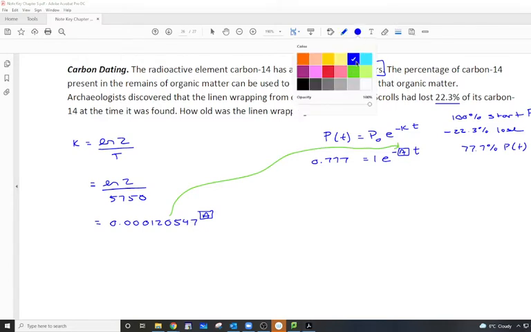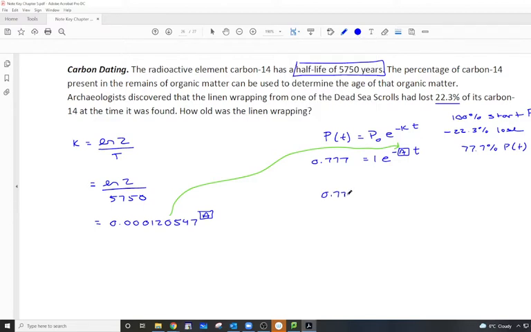All right, what are we going to do? Well, now we have to solve for a variable in the exponent, right? We're solving an exponential equation. So the first thing I'm going to do is isolate my power. Well, dividing by 1 is really easy. I've got 0.777 equal to e to the negative. Now I'll write it.